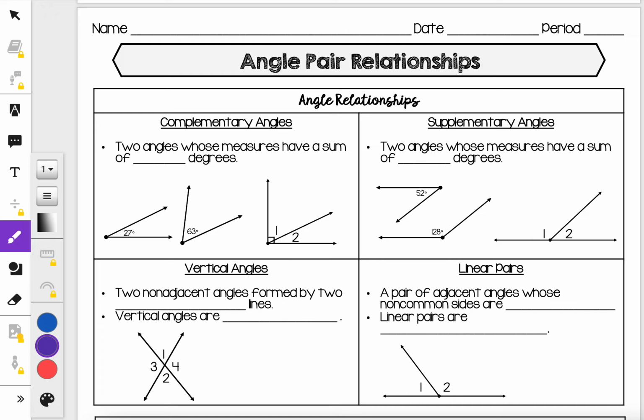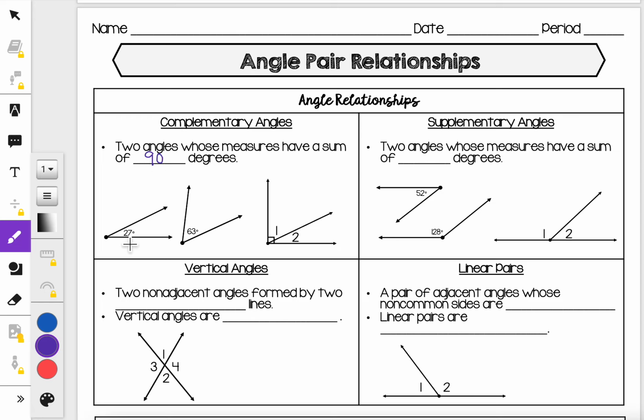Today's video is going to be on angle pair relationships. To start, we're going to talk about four important angle pair relationships. The first one is complementary angles, and complementary angles are two angles whose measures have a sum of 90 degrees.